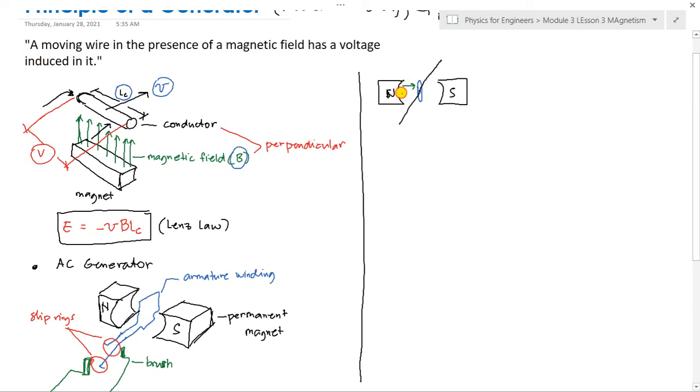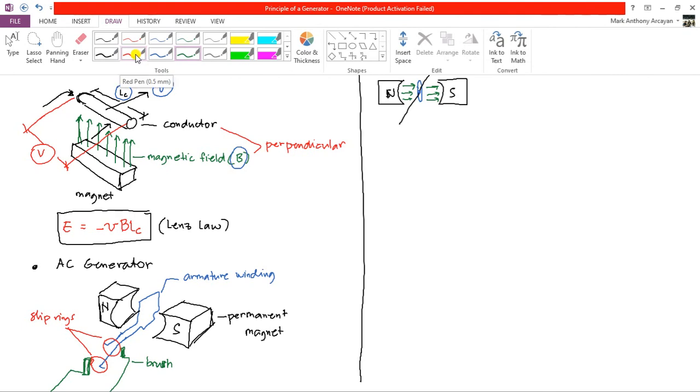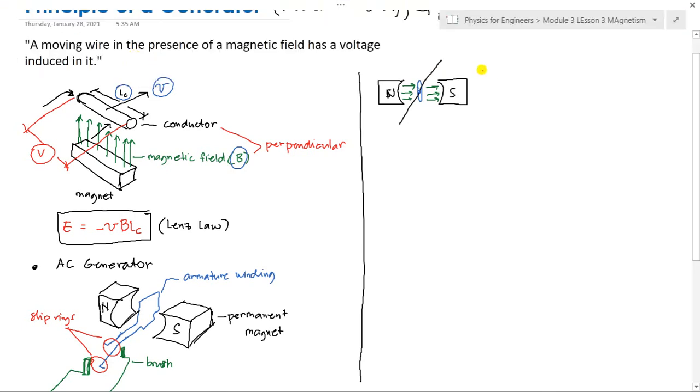Again, the magnetic field should be from north to south. Dapat horizontal. Since our theta, or ato lay denote nga diri, the wire is perpendicular with magnetic field B. So therefore, what is the induced voltage here?